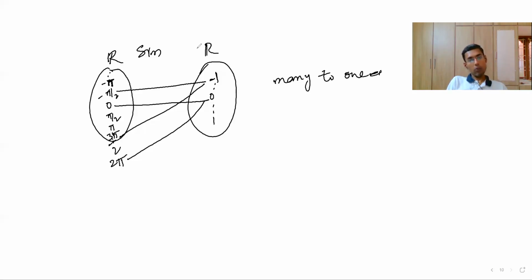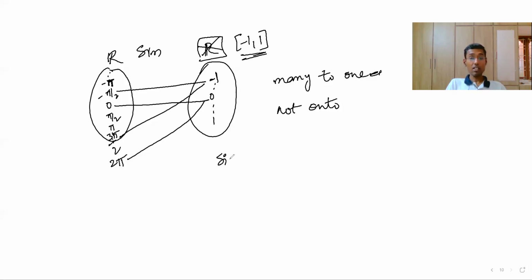So like that, if all real numbers are taken as codomain, then it's not even onto. But instead of this, if you take -1 to 1, that's the only range. If you take the codomain equal to the range only, then it becomes an onto function.